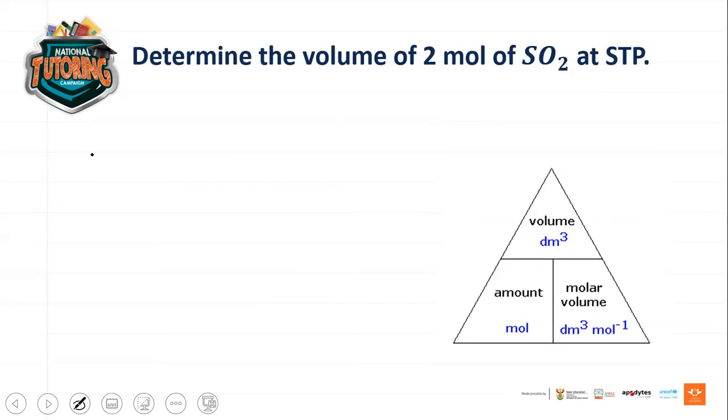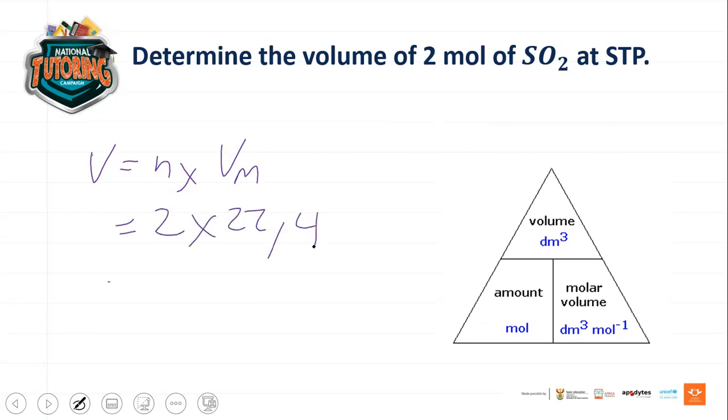Volume is equal to number of moles times molar volume. 2 times 22,4. It's 44,8 decimeters cubed.